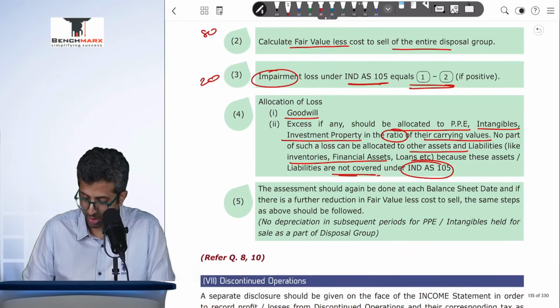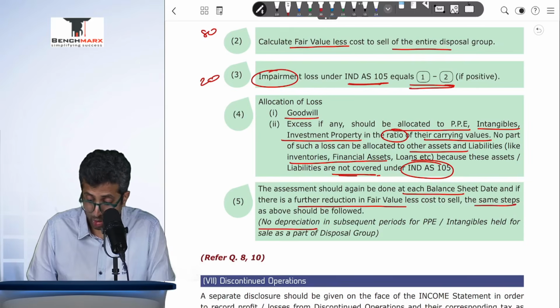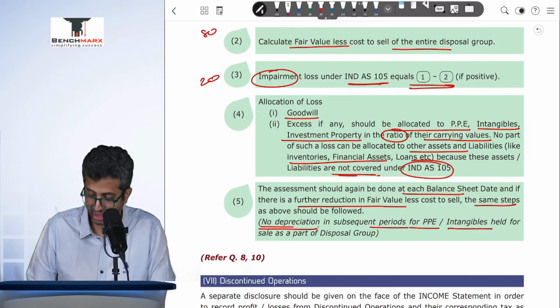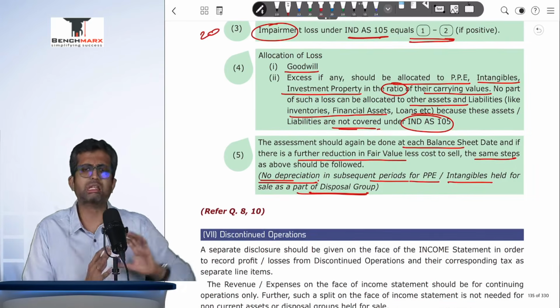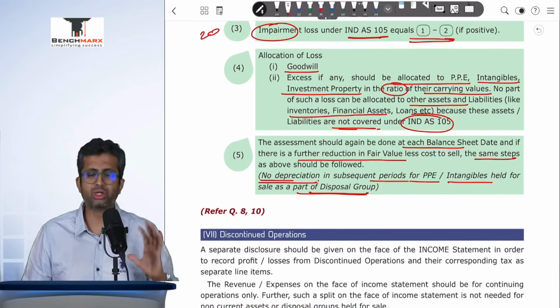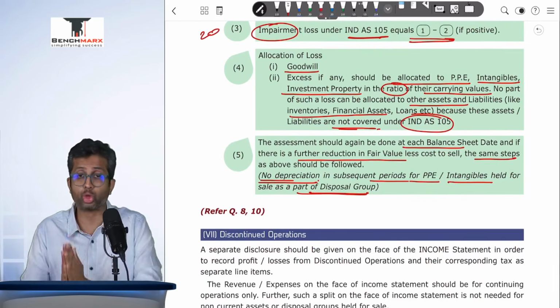So the assessment would be done at each balance sheet date, and if there's a further reduction in fair value less cost to sell, same steps should be done. But one needs to remember that there will be no depreciation in the subsequent periods for PP&E or intangibles held as a part of the disposal group. Okay, so this is largely pertaining to the non-current assets as well as disposal groups which are held for sale.